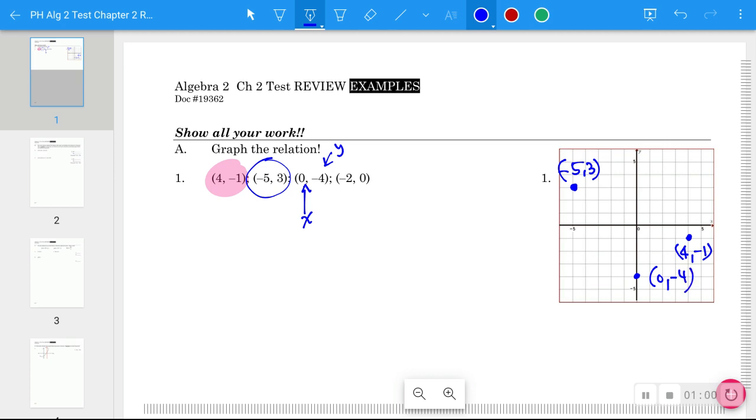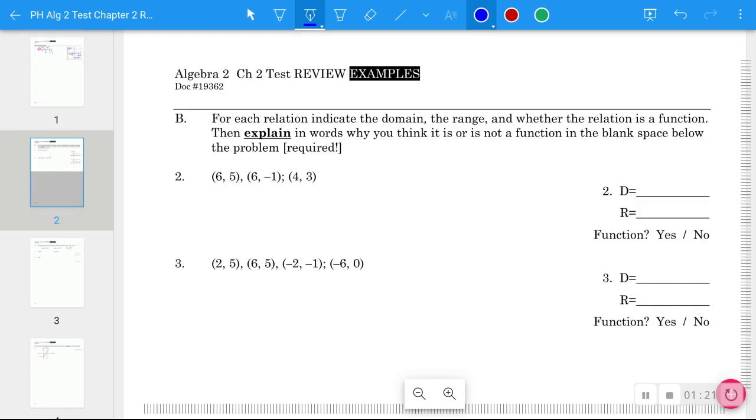And then we have the last point here where the x is -2. That moves you to the left 2, and the y is 0, so you don't go up or down, you just go to the left. So that's -2, 0 right there. There's no formula, so you don't connect these dots. It's just the 4 points themselves that are the relation.